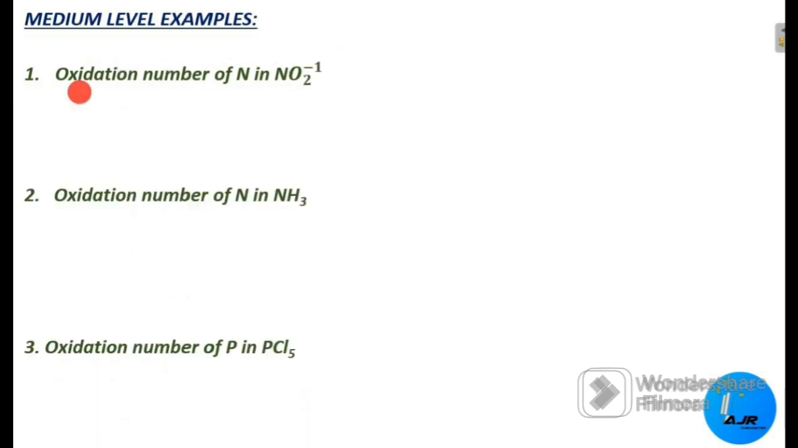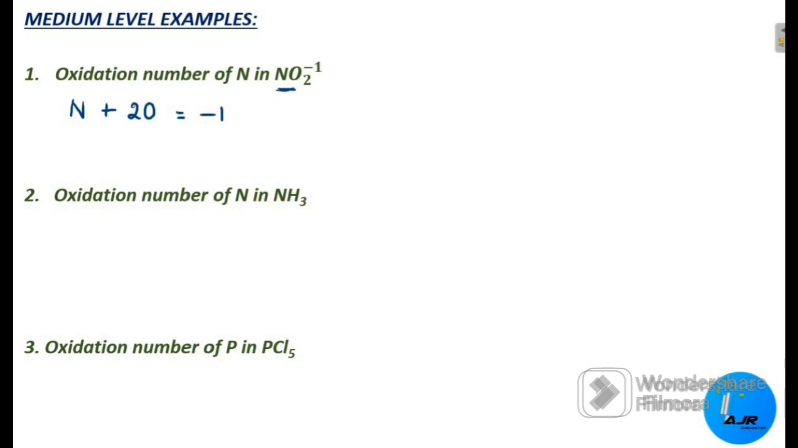In medium level, oxidation number of N in NO2 minus 1. See, this is an ion, is it not? They are asking you to find out the oxidation number of nitrogen in NO2 minus 1 ion. So it's an ion. So how to write down? This is not a neutral molecule, it's an ion. So what's the format? N plus 2O is equal to minus 1.